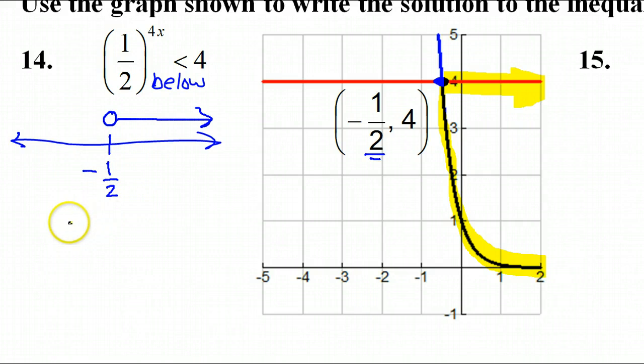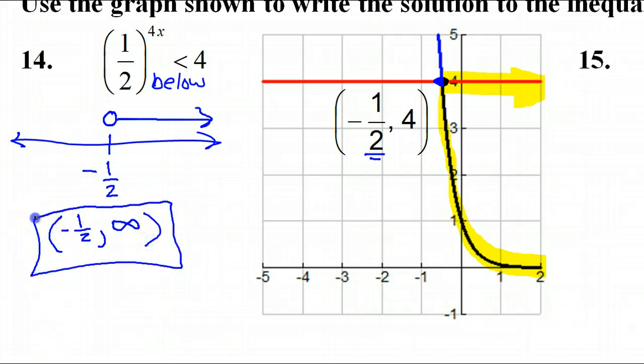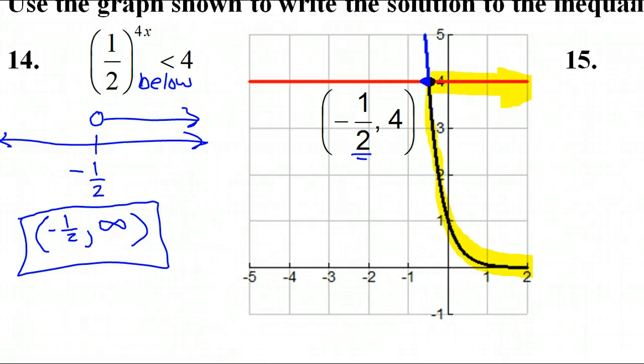And interval notation then would be negative 1/2 to infinity. Check it out. And I use a rounded parenthesis because same reason I did an open circle. We want to be less than, not equal to. So negative 1/2 itself is not to be included. And a round parenthesis means don't include this value in the solution. So that was number 14. Told you it was easy.